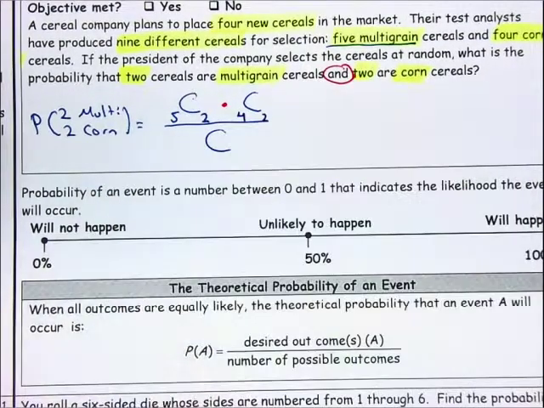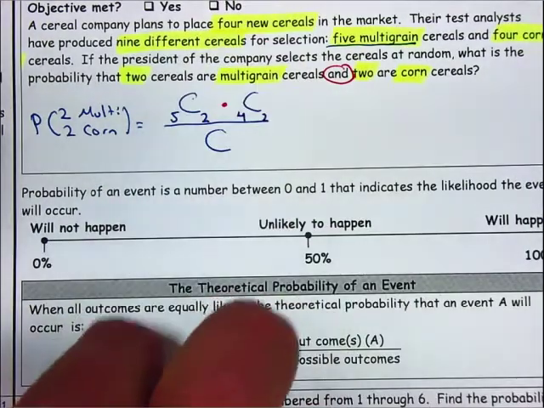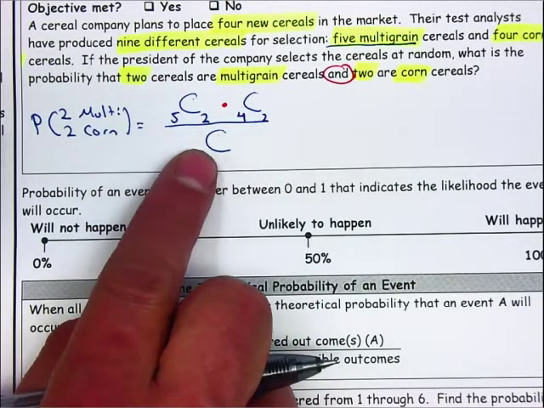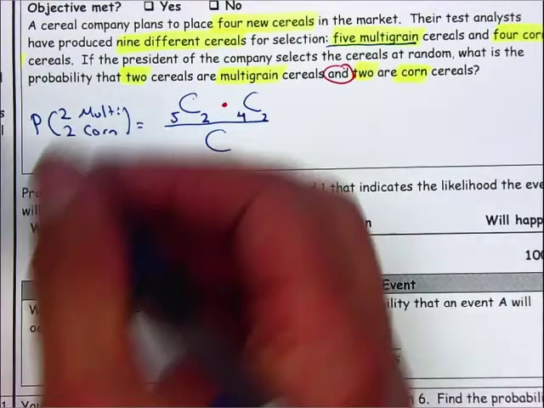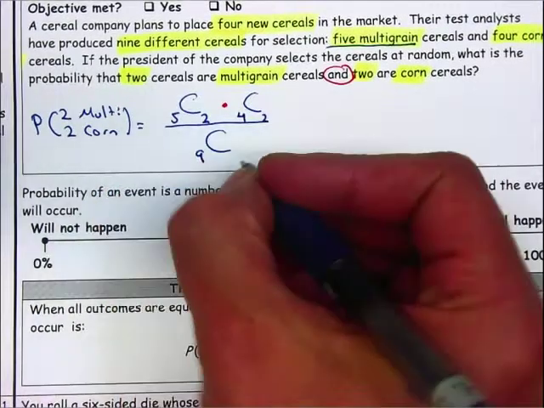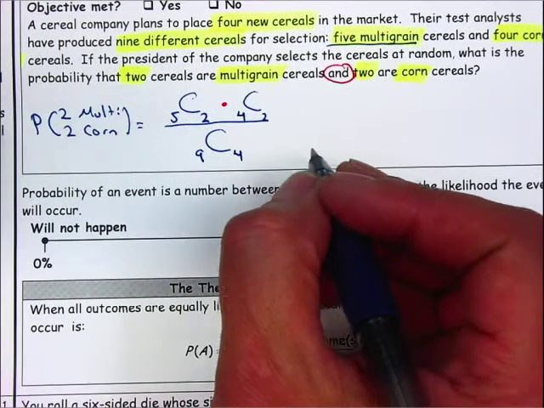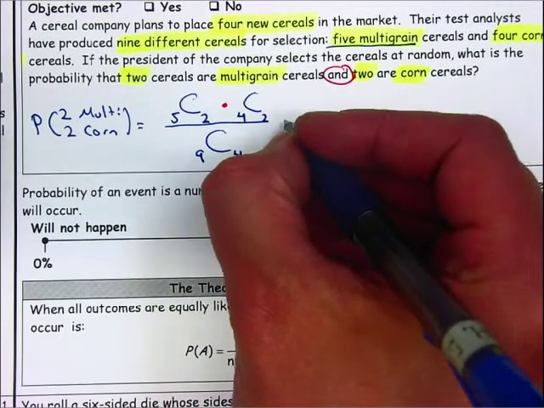Over, how many are total? Remember, the denominator is not what we want. The denominator is what's possible. How many cereals are available? 9. How many are we selecting? We are selecting 4 of them. And then from there, we just simplify.